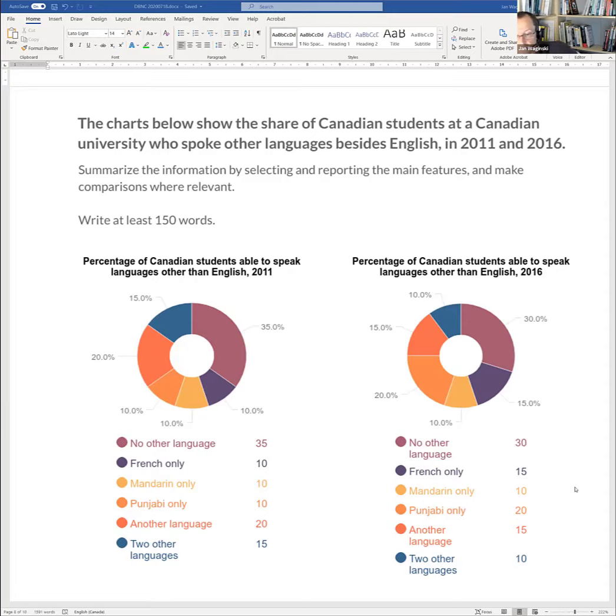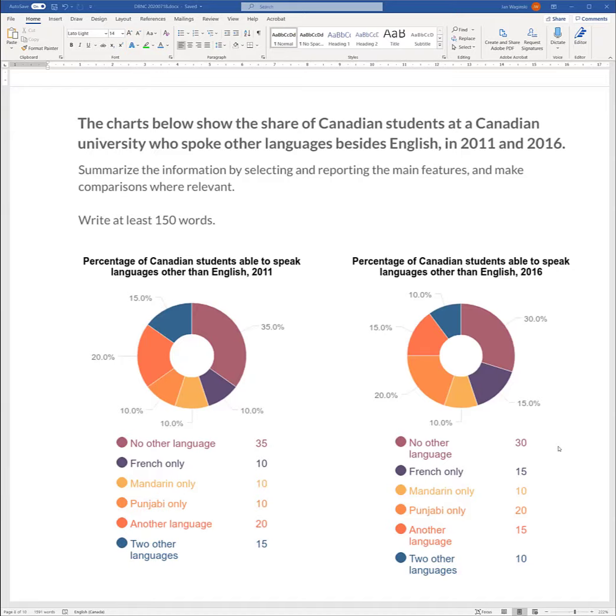Yeah, I would do that for the general overview, but then I would organize my work by year. I would describe 2011 in one paragraph, and then I would describe the changes to 2016 in the second body paragraph. I think that would be easiest. And then I would start with just that kind of organization, maybe the same order as the general overview, maybe the ones that went up, the ones that went down, and then unchanged.